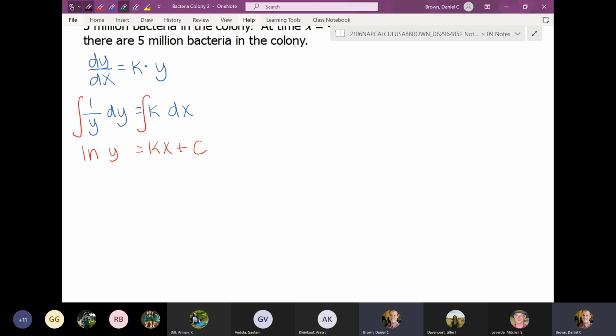You want to ask yourself, well, what can I do to cancel out that natural log? How do we cancel out a natural log? We're going to base e both sides of the equation. On the left-hand side, the e and the natural log will cancel, and we have y is equal to e to the power, and all of this is in the exponent, including that plus c. Not too simplified, but we can actually take that a little bit further.